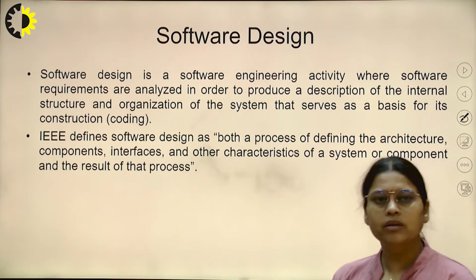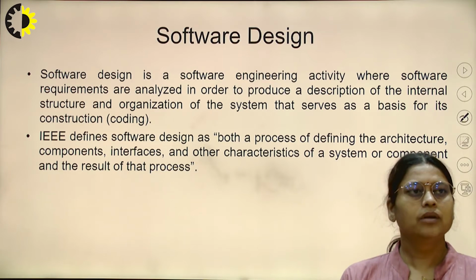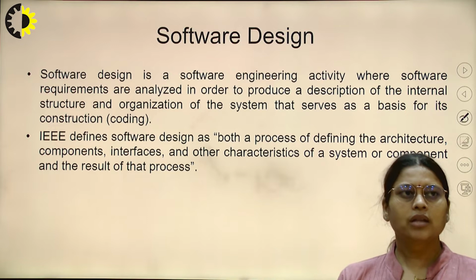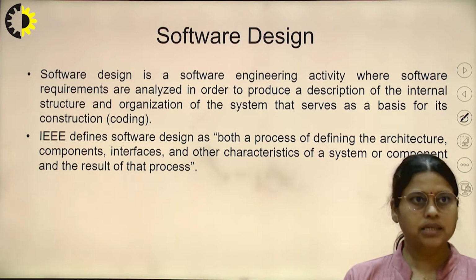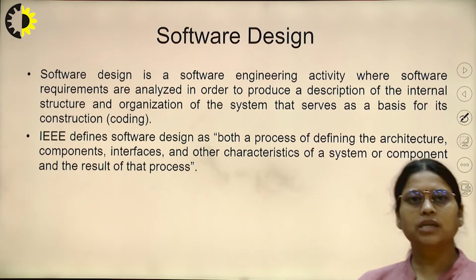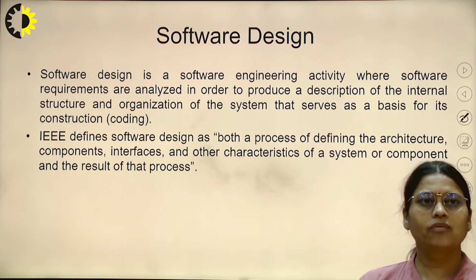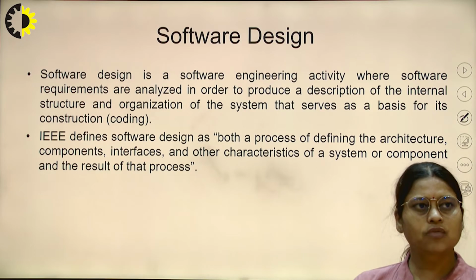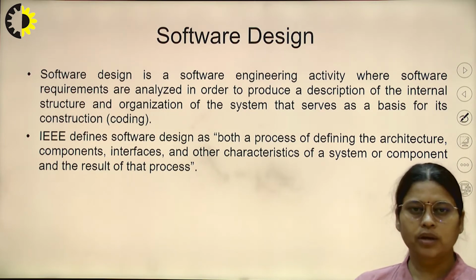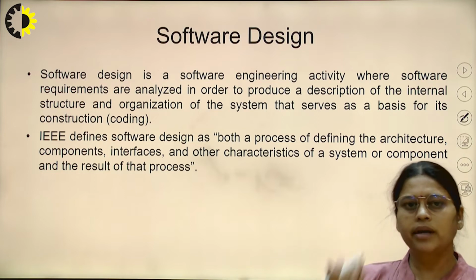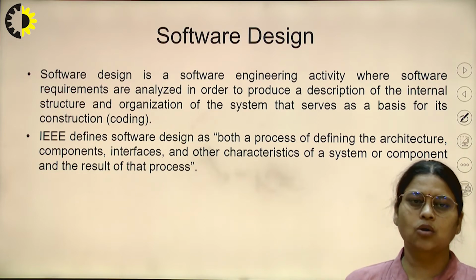Now we come to the definition of software designing. Software designing is a software engineering activity where the software requirements are analyzed in order to produce a description of the internal structure and organization of the system that serves as the basis for its construction or coding. So we can say that designing is the medium or interface between the analysis phase and the coding phase.